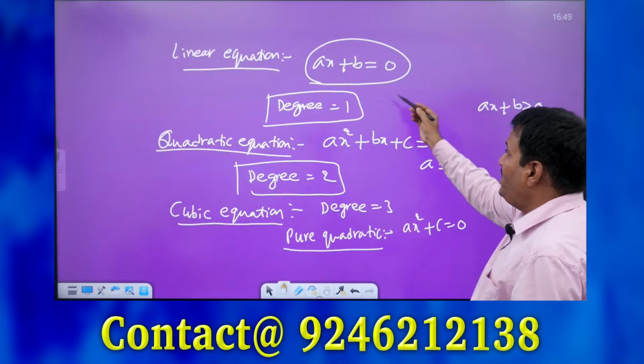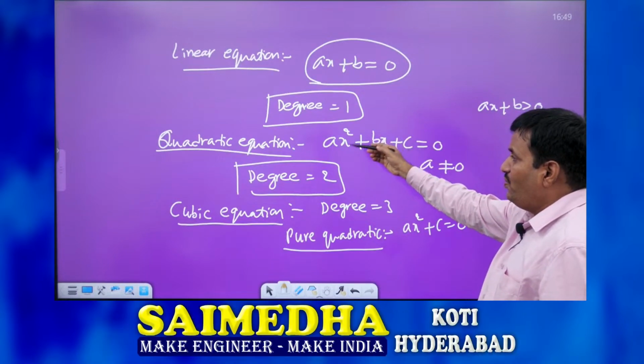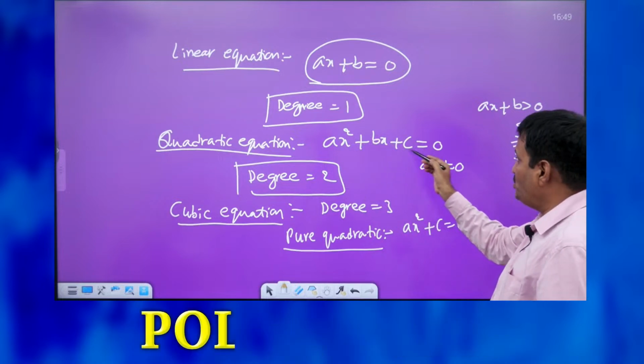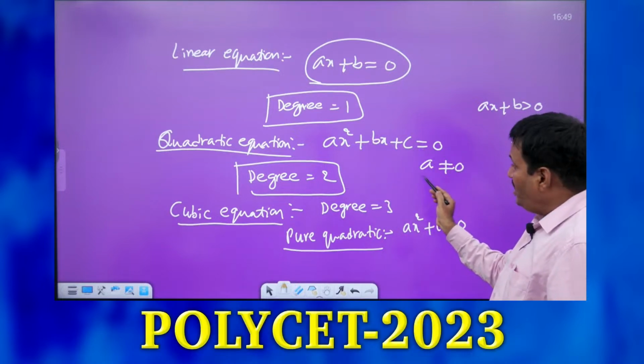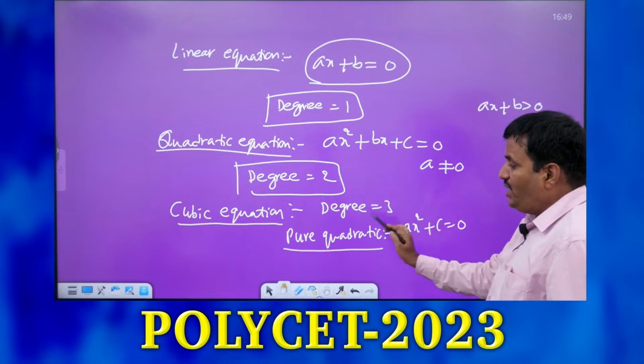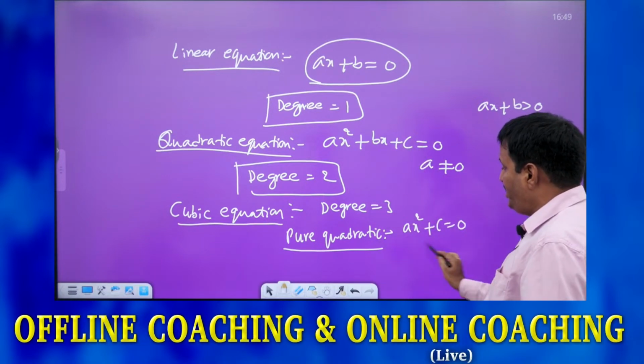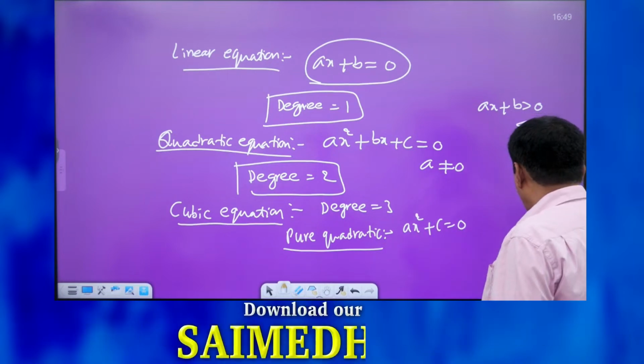So what is the linear equation? Degree is 1. Quadratic equation degree is 2. What is the standard form of quadratic equation? Ax square plus bx plus c. Here a must not be 0. Cubic equation degree is 3. And if there is no x term, then it is called a pure quadratic.